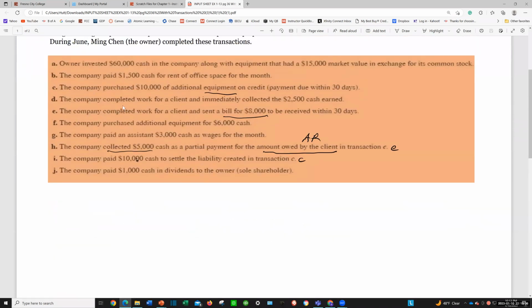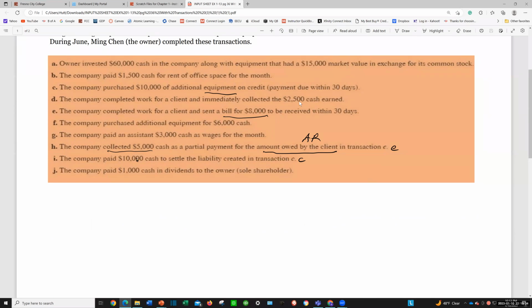The company completed work for a client and immediately collected the 2,500 cash earned. Well, we earned it somehow, right? Because we completed the work. So if we earn something, we know that's going to affect revenue. So revenue is going to be increased because we earned it. Now, in this case, we did collect the cash, right? And if we receive the cash, cash goes up.